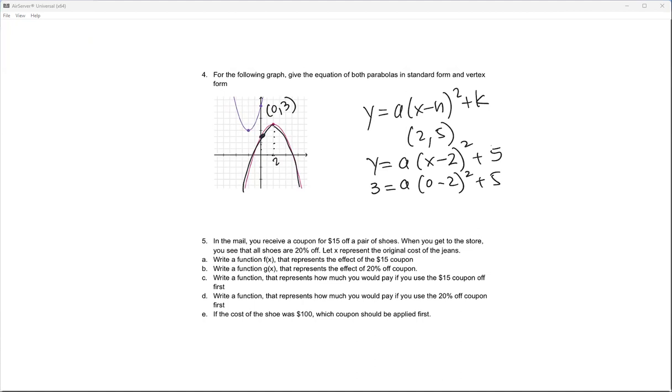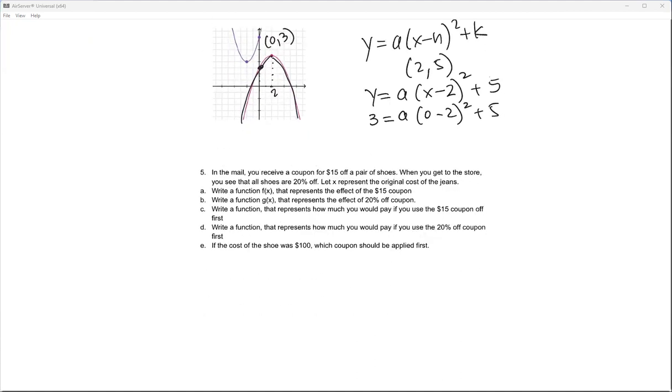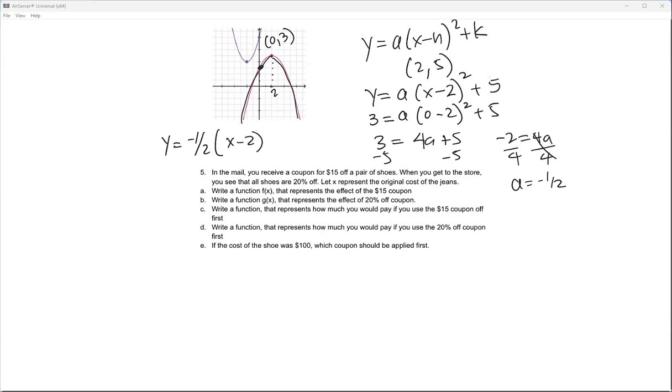All right. So 3 is equal to, this is -2 squared, that's 4, 4a plus 5. I subtract the 5, and -2 is equal to 4a. We divide by 4. a is equal to -1/2. So our final product is y is equal to -1/2 times x minus 2 squared plus 5.